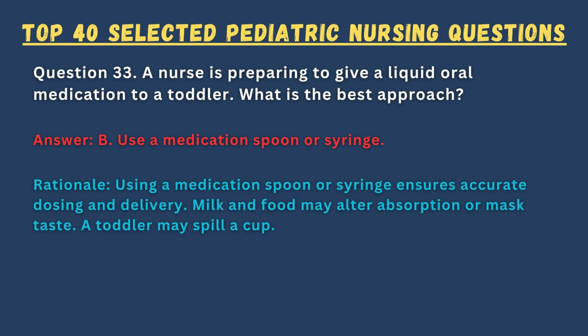Answer. B. Use a medication spoon or syringe. Rationale. Using a medication spoon or syringe ensures accurate dosing and delivery. Milk and food may alter absorption or mask taste. A toddler may spill a cup.